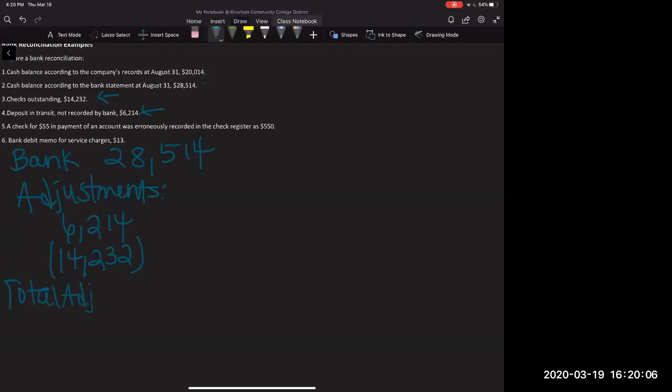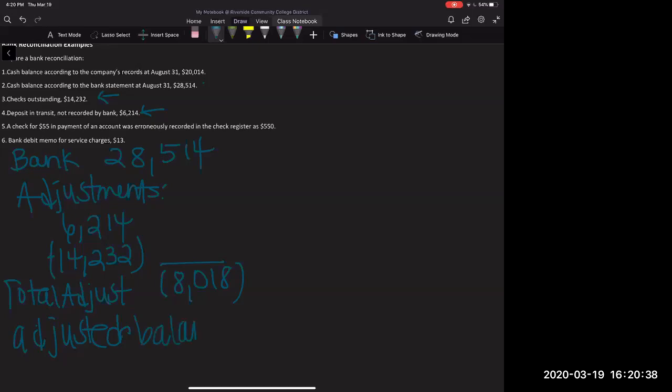So I'm just going to add up all of the adjustments I made, and that amount comes out to a negative, right? Because this is a huge negative. So $88,018. Okay. So now my last line of this is my adjusted balance.